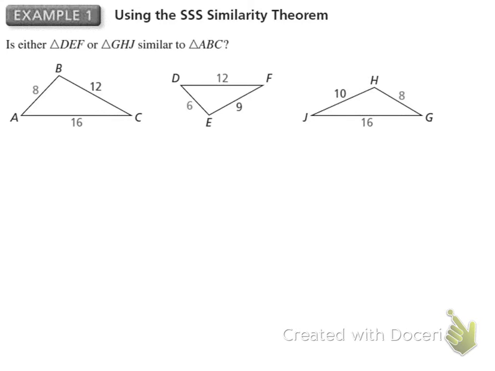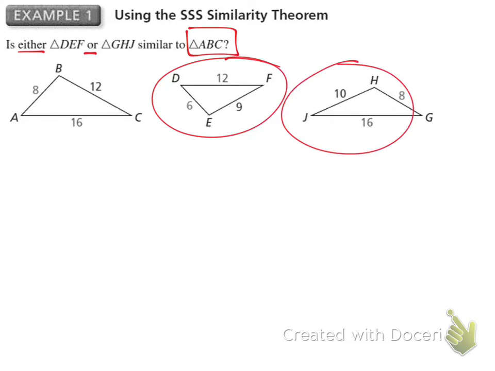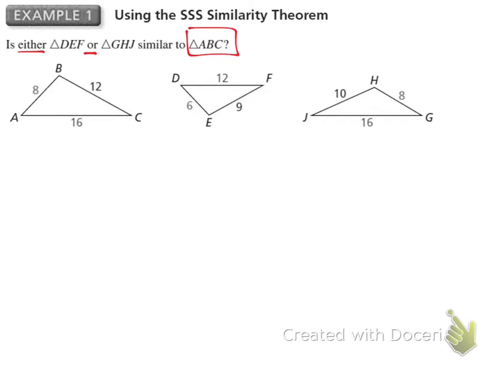In this first question, we are deciding if either DEF or GHJ is similar to ABC. So one of these 2 triangles is similar to this one. One of them is. So I'm going to draw like a line so you know we're comparing these triangles to ABC. And we're going to use our highlighters to figure out what corresponds with what side. So here's what that looks like.